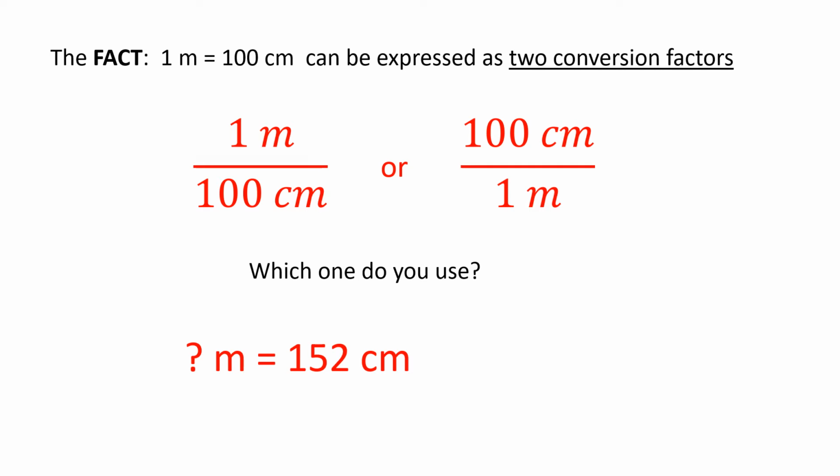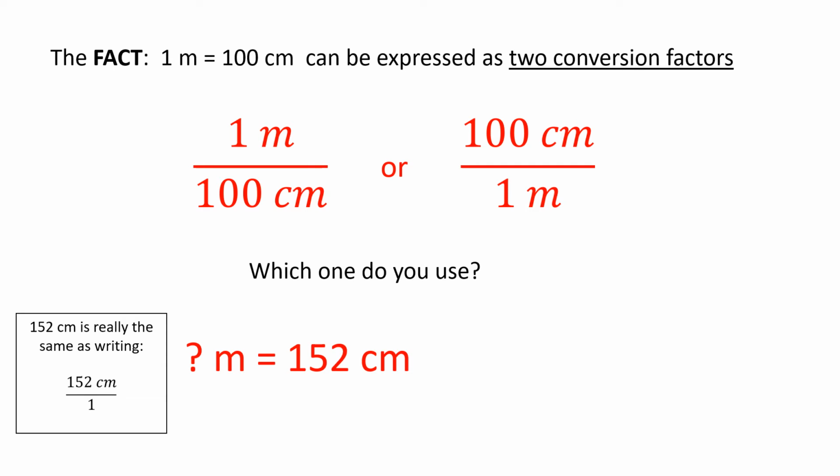Again, we are looking for meters. Our final answer needs to be in meters, and we have 152 centimeters. So just so we know, any number written like 152 centimeters is really the same as writing 152 centimeters over 1, or divided by 1. So anything over 1 is itself, right? If you divide anything by 1, it's going to stay the same. We want to understand this because we know that 152 centimeters is in the numerator. And that's going to come in handy here.